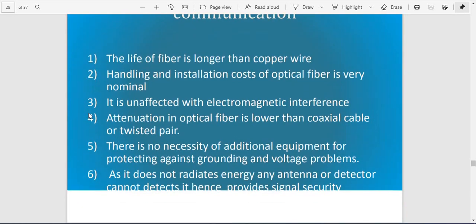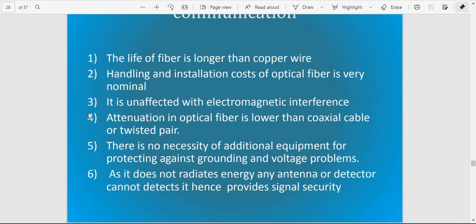Likewise, the handling and installation cost of optical fiber is very nominal. When we compare the cost with other kinds of cables, optical fibers are quite nominal, and they are unaffected by EM waves, right? If you see in antenna and wave propagation, EM waves are kind of dangerous and are considered hazardous to our health, and not good for our health. Whereas optical fibers are not affected by EM interference. Even if an EM wave is used, the fiber does not get affected by it.